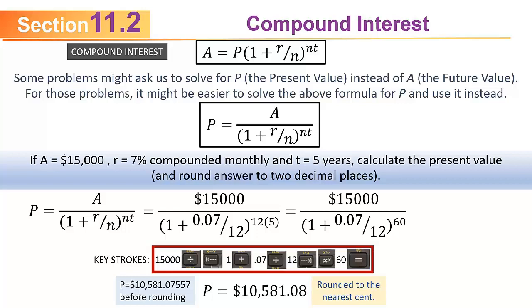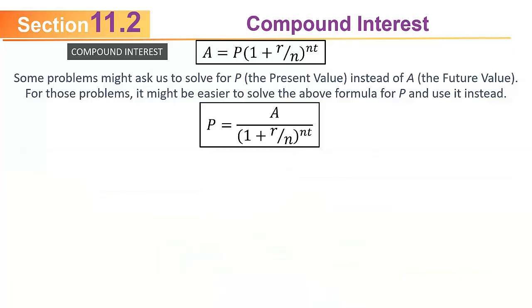$10,581.08. And again, that seems reasonable that if you took about $10,500 and left it in the bank for 5 years at a pretty decent interest rate, you could end up with $15,000. So it doesn't seem unreasonable, so I will accept that answer. I have no reason to question it.